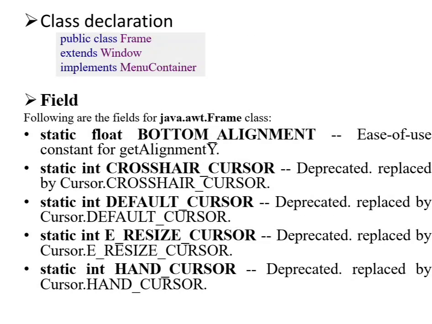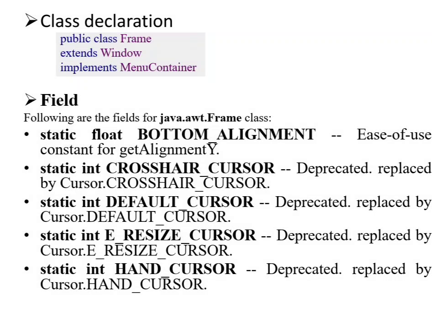Then the class declaration used to represent the frame is public class Frame extends Window implements MenuContainer. This is the class declaration we use to represent the frame. Then our next topic is the fields for the java.awt.Frame class. The following are the fields for the java.awt.Frame class.